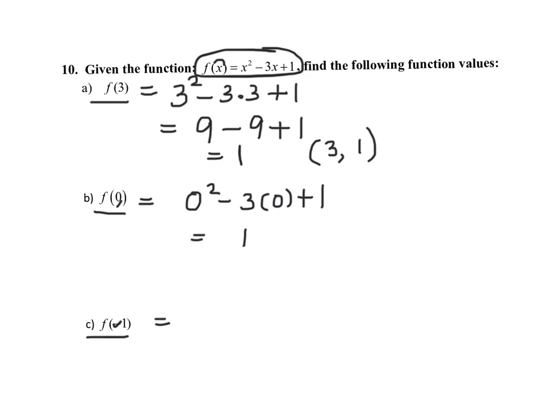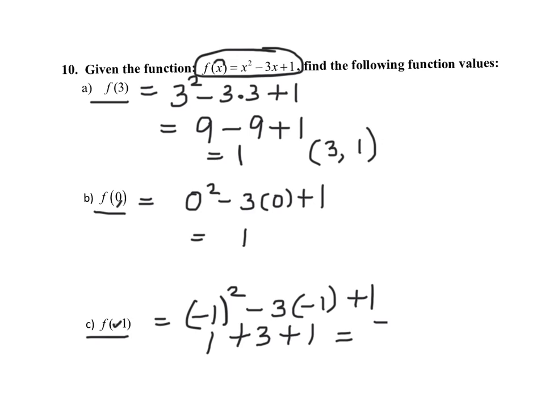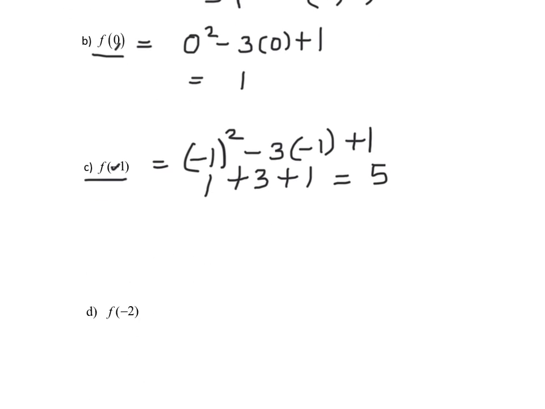Now let me plug in -1. That was -1, right? Yeah. So it is (-1) squared minus 3 times -1 plus 1. (-1) squared is 1. -3 times -1 is 3, plus 1. The answer is 5. Moving on to the next problem.